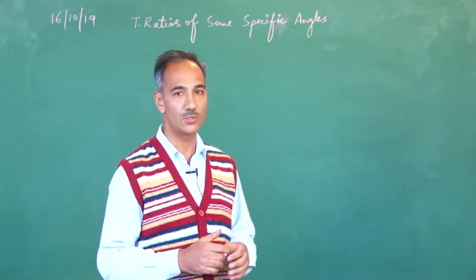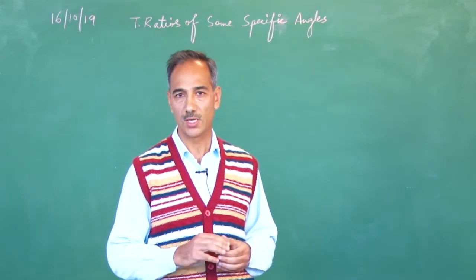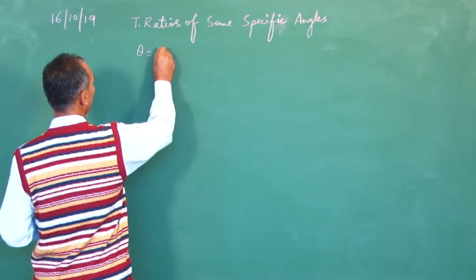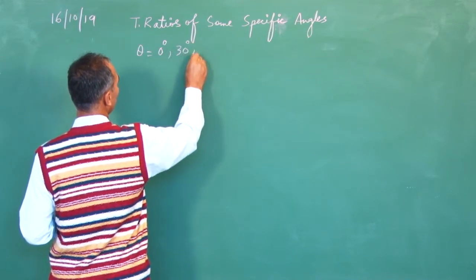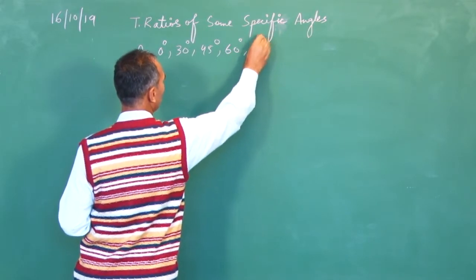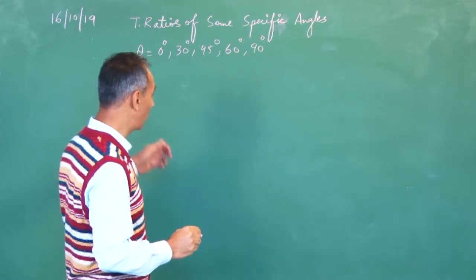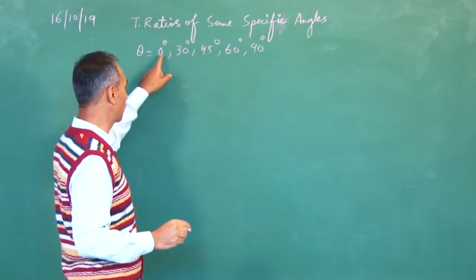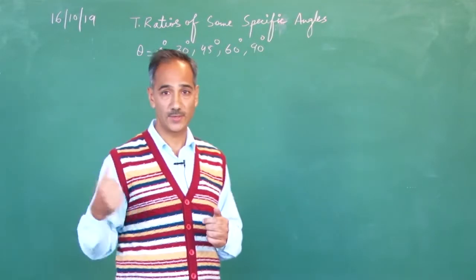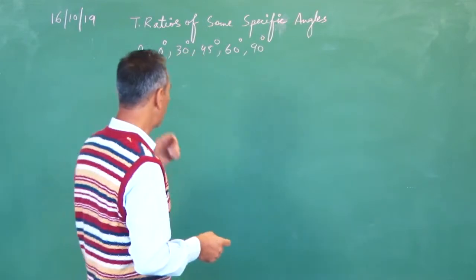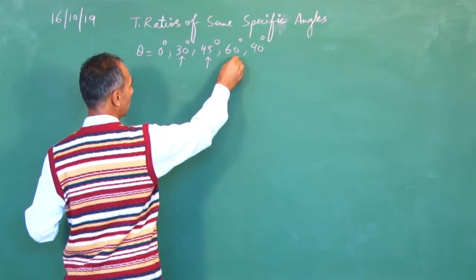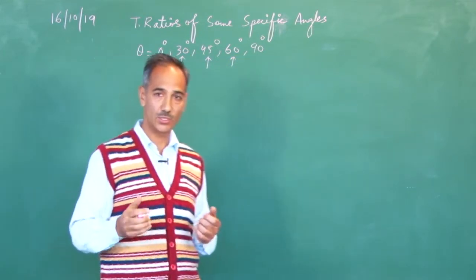Now in this video, we'll try to evaluate the values of all 6 T ratios for these 5 angles, that is, theta is 0 degree, 30 degree, 45 degree, 60 and 90. Then we will be applying these values to different sums asked in our textual exercise. We'll first find the value for 45. After that, I will take up 30 and 60, which is combined. And at the end, we'll take 0 and 90.